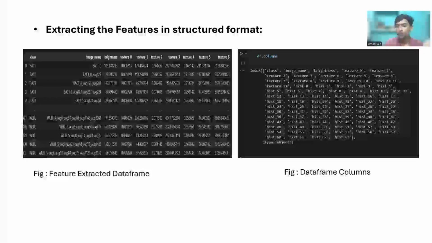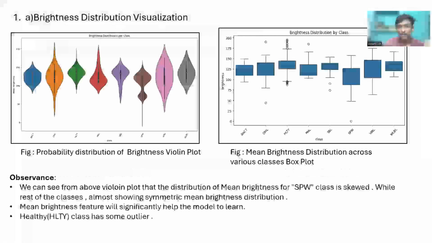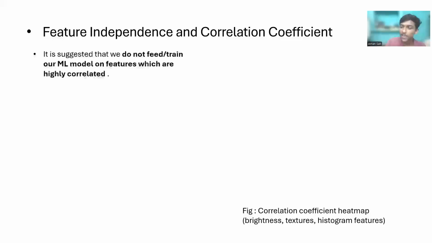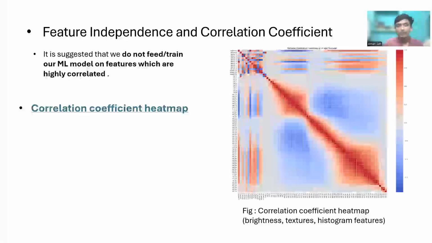For that, what we do is plot a correlation heat map, right? So, as I was saying about why feature independence and correlations are important, how do you calculate this correlation coefficient so that you can plot sns.heatmap? You see here the correlation coefficient heat map. As I was already saying, it is suggested that we do not feed or train our machine learning model on features which are highly correlated, right? So you can plot this correlation heat map. What it does is calculate the correlation coefficient. What is the correlation coefficient? You can Google it.